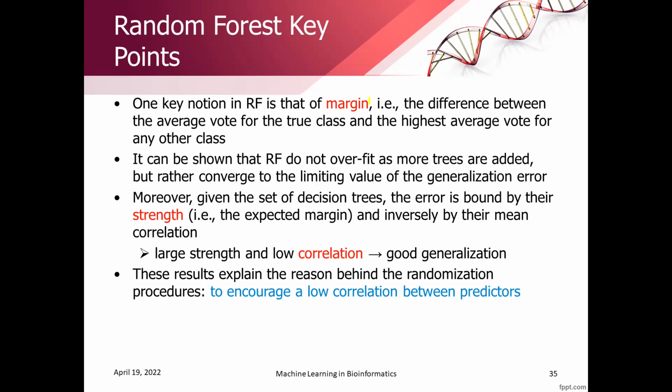So here is the defined margin for a random forest. This is the difference between the average vote for the true class and the highest average vote for any other class.